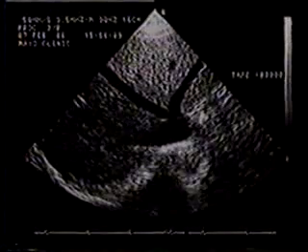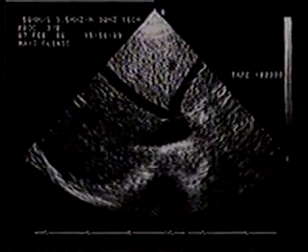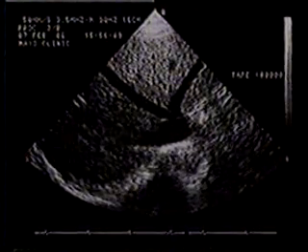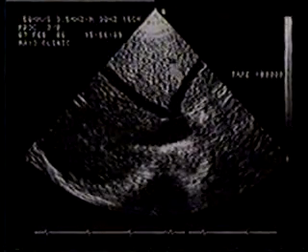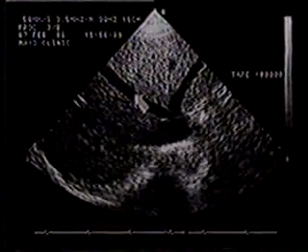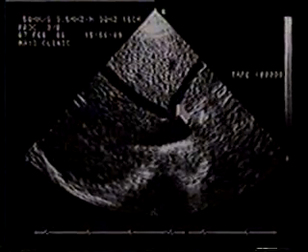The transducer has now been rotated and tilted to inspect the hepatic veins. This is liver parenchyma. Two hepatic veins are seen, and they join the inferior vena cava here.